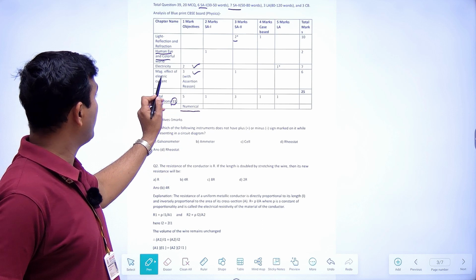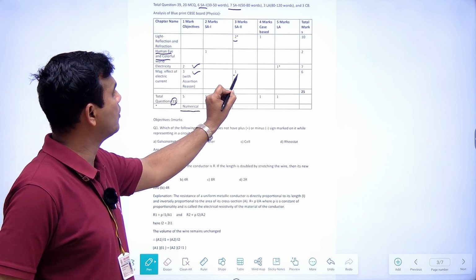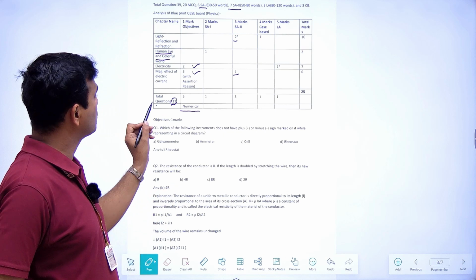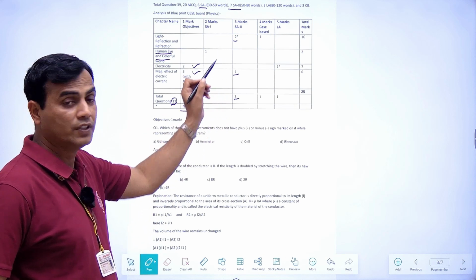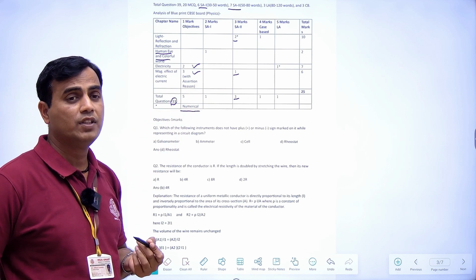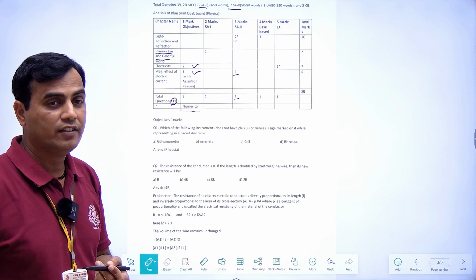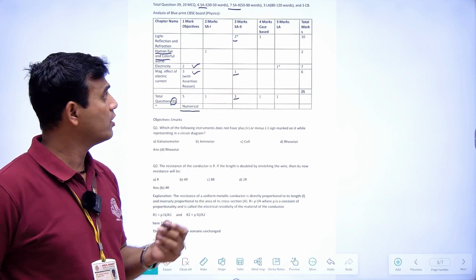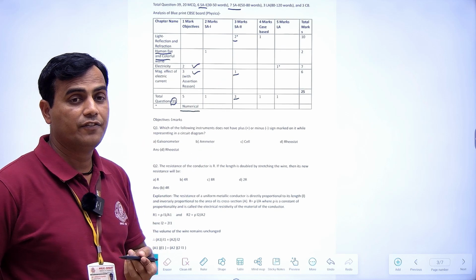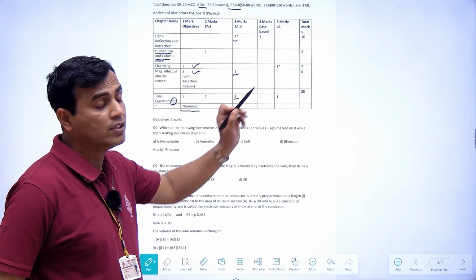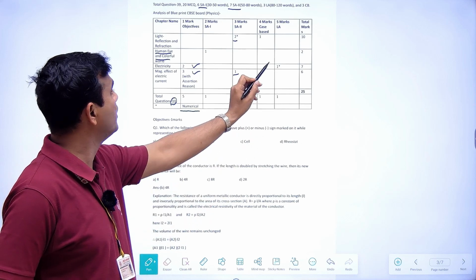Now, the magnetic effect of electric current also has an essay 2 type question of 3 marks. So in total there are 3 questions of 3 marks, 1 from magnetic effect and 2 from light, reflection and refraction. A 4 marks case based question appears from light, reflection and refraction. And the last long answer type is from electricity.